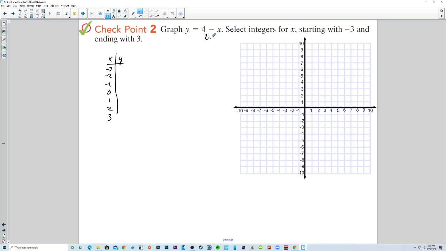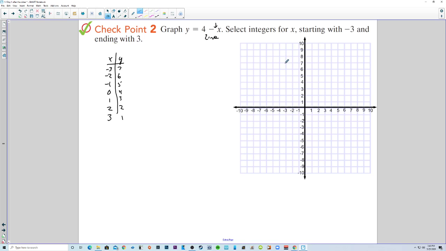Now this is a line. This is linear, so we should expect a line from this. 4 minus -3 is 7. 4 minus -2 is 6. This is going to be 5, 4, 3, 2, and 1. So 7. And the reason that it's changing by 1 is because the slope is -1.